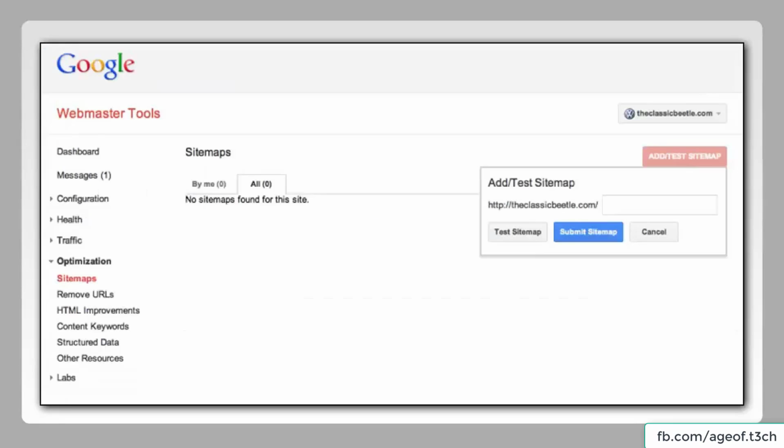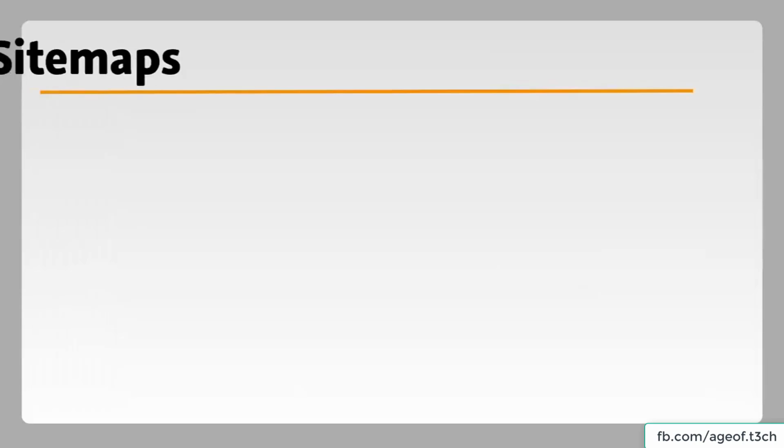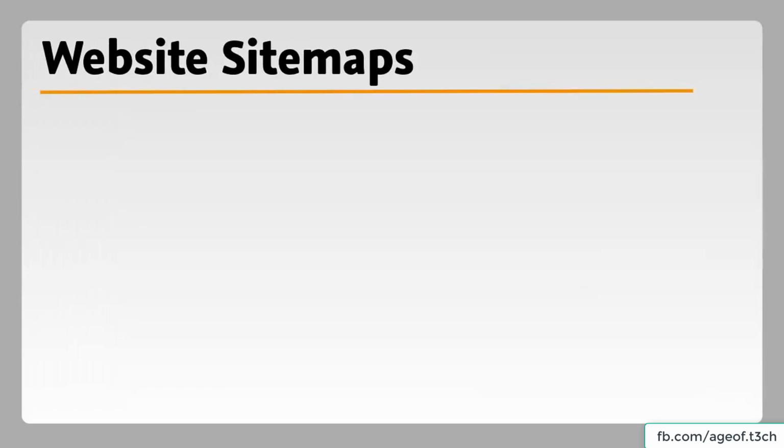Google Webmaster Tools is very similar. You can upload your sitemap through Optimization and the Sitemaps tab. Google also gives you a Test Sitemap button that allows you to test the sitemap and make sure that it's organized in the correct format that will allow Google to incorporate the pages into its index.